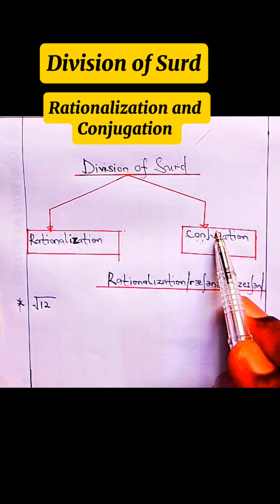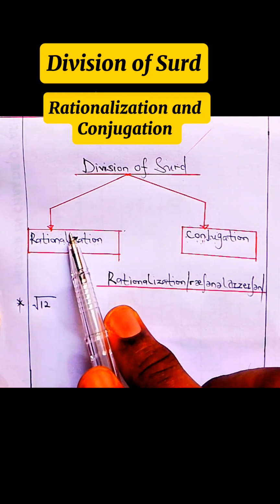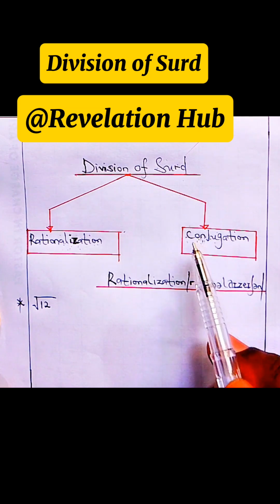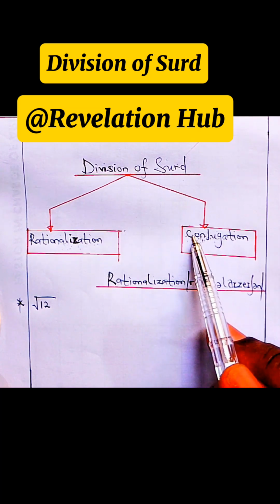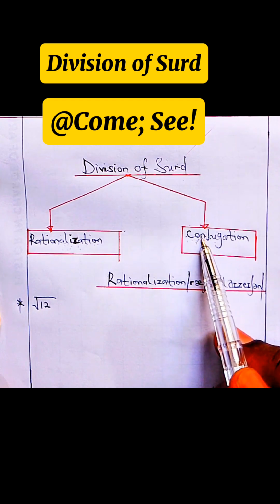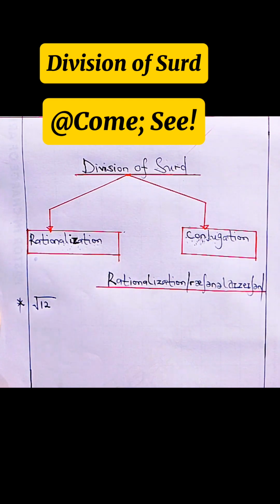But when we talk about conjugation, it's almost the same thing as rationalization. But with conjugation, we are trying to rationalize a mixed surd or a binomial surd. So what we do for mixed or binomial surd is simply this: we change the sign connecting the two irrational surds together. So here are a couple of examples.